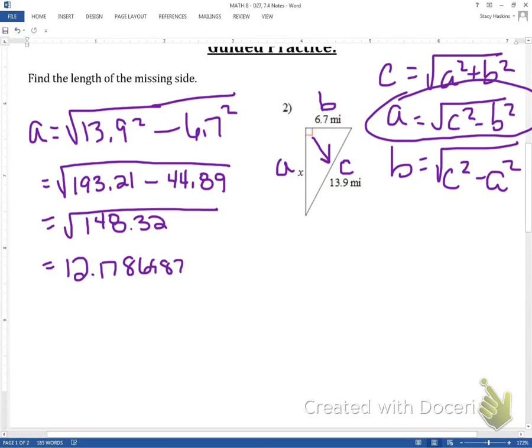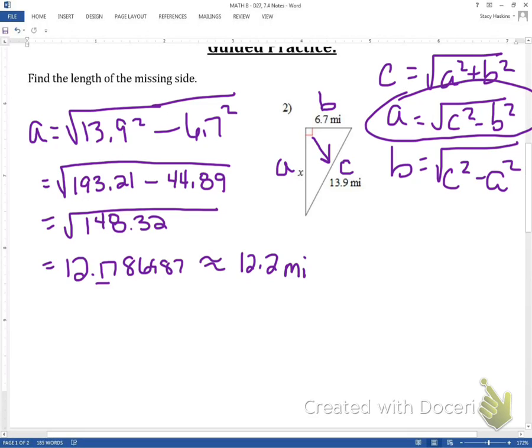Because our problem only uses one decimal spot everywhere, let's round to the tenths spot on this. So this is about equal to 12.2. And let's look at our label. It looks like it's labeled all in miles. Oops, dyslexic there. So 12.2 what? 12.2 miles is the distance of that missing leg of the triangle.